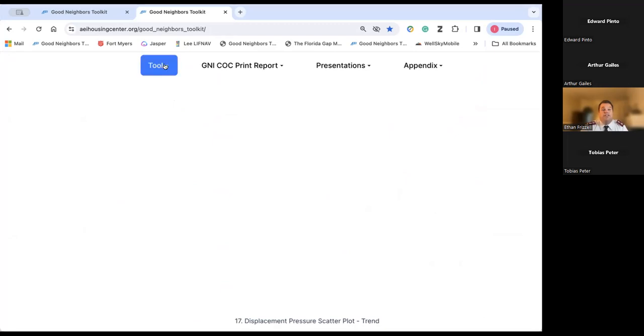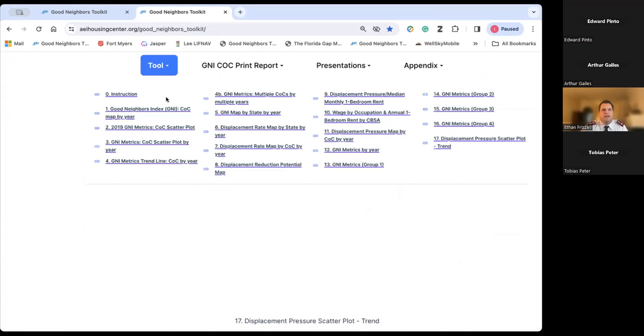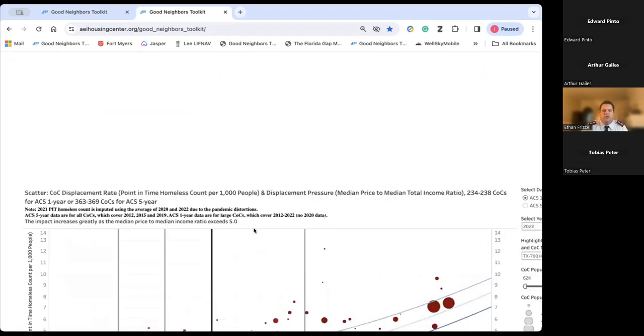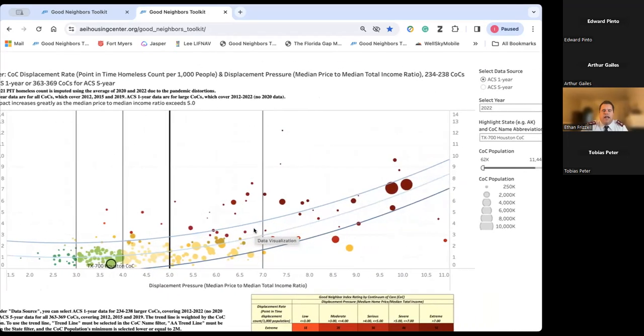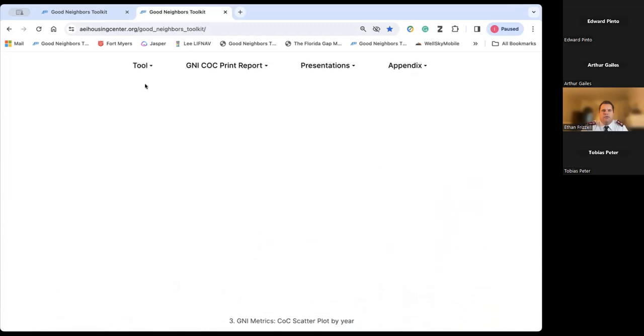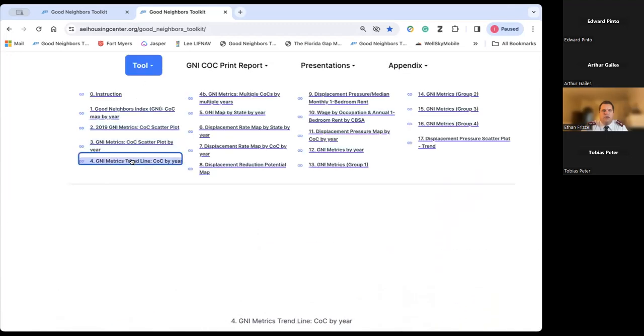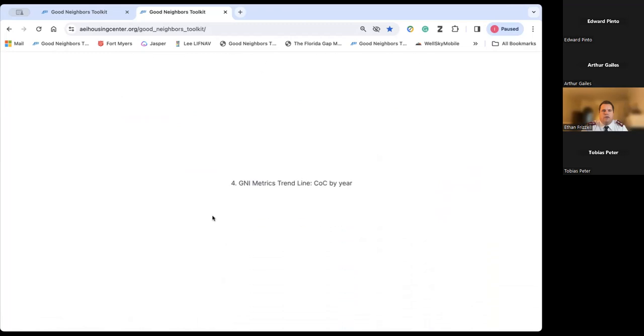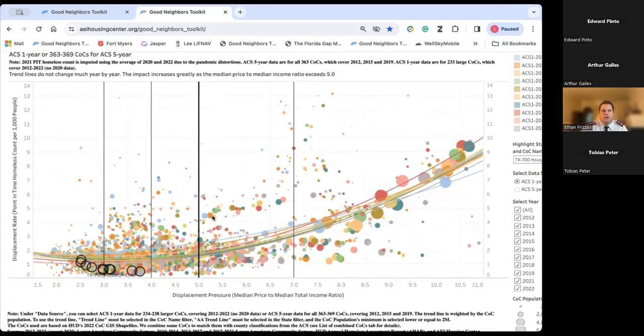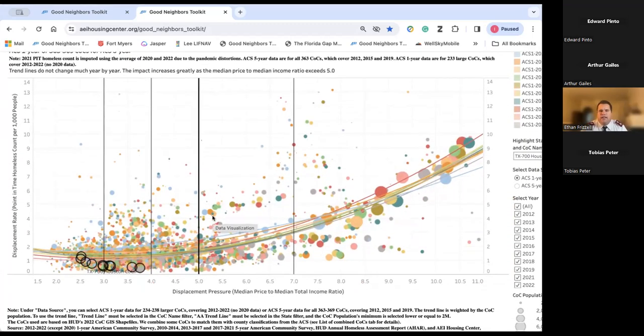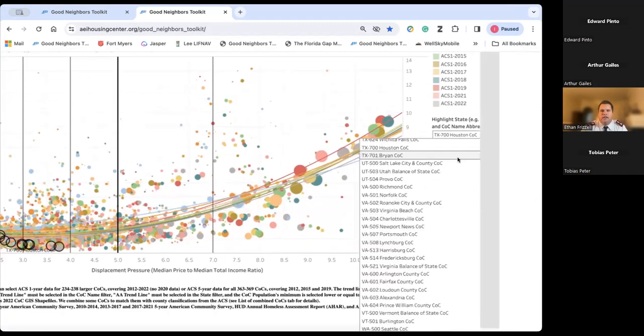I'm curious if I've convinced you yet. Let's see. If we go back to our original tool, then we can see that, let me use one more. And this is Houston that's highlighted. I can do LA again.